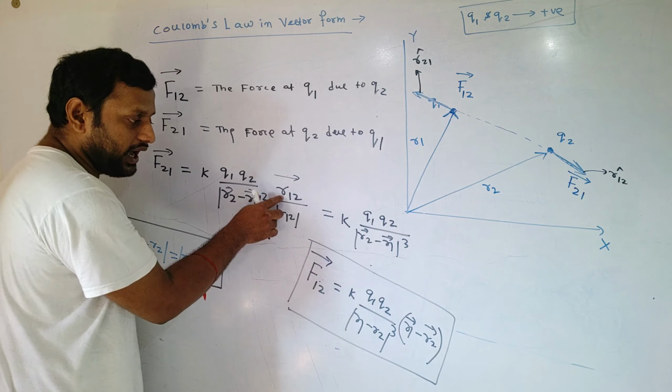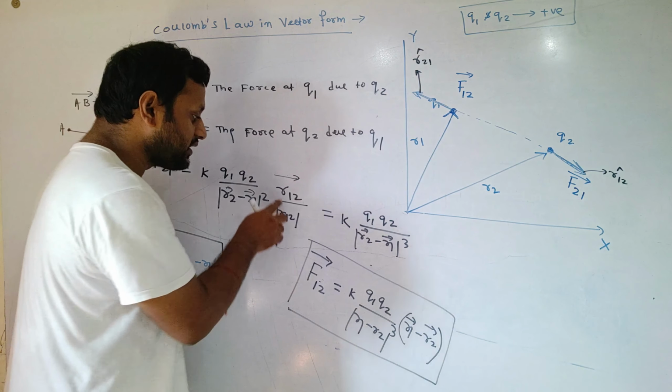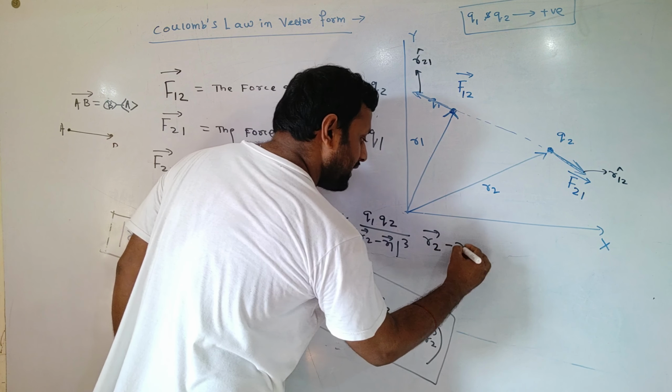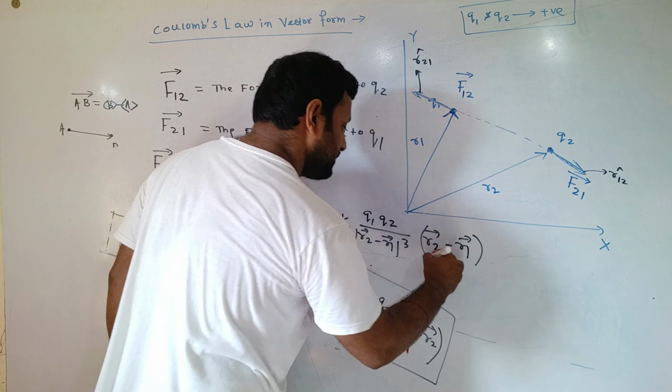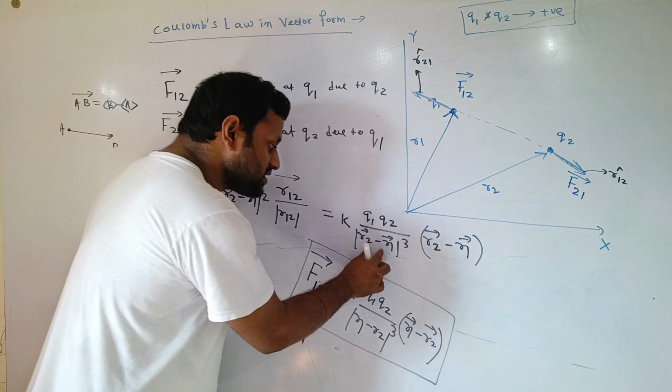Again here I can write R12 in terms of position vector, head minus tail, that is R2 vector minus R1 vector. Clear? Now this is a mod.